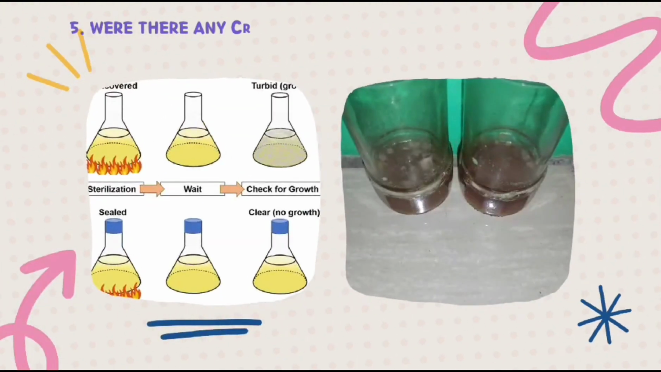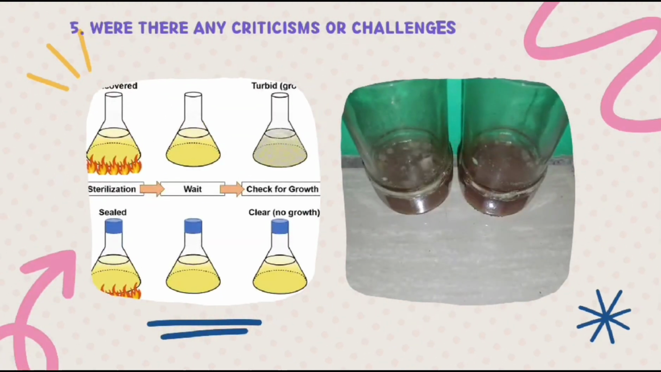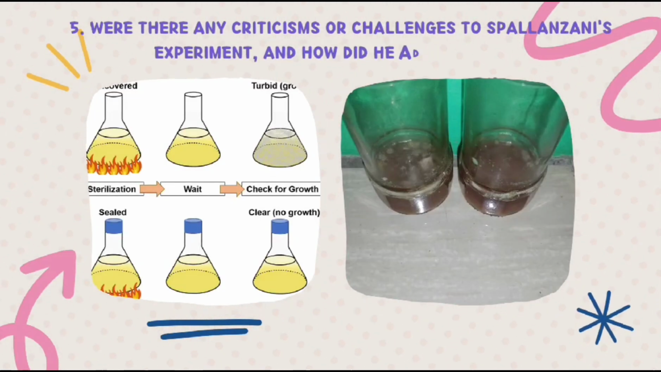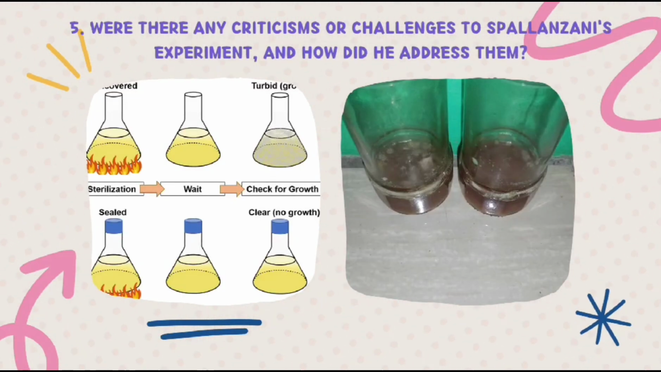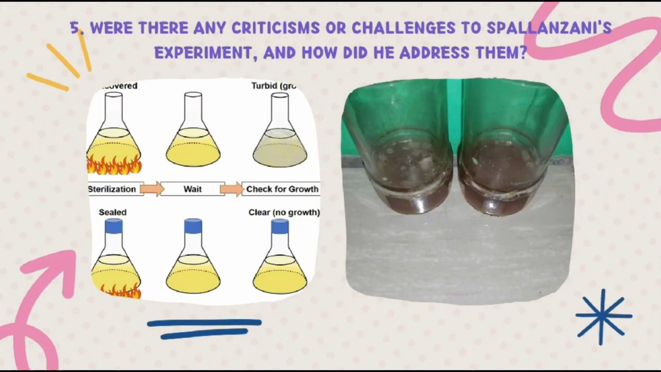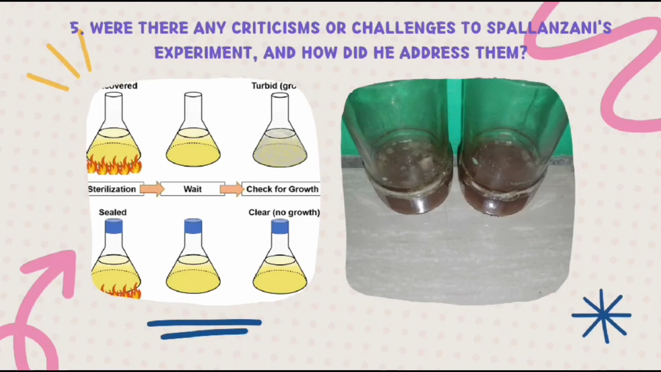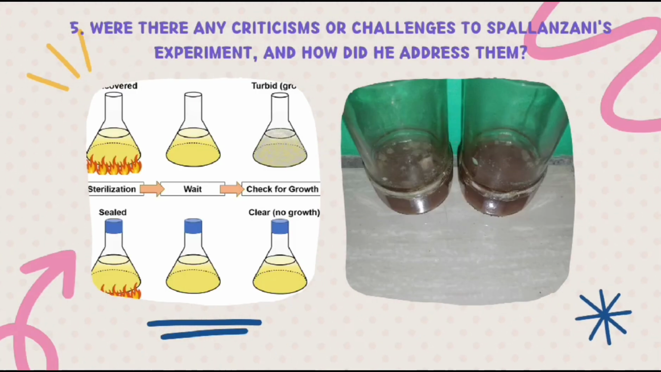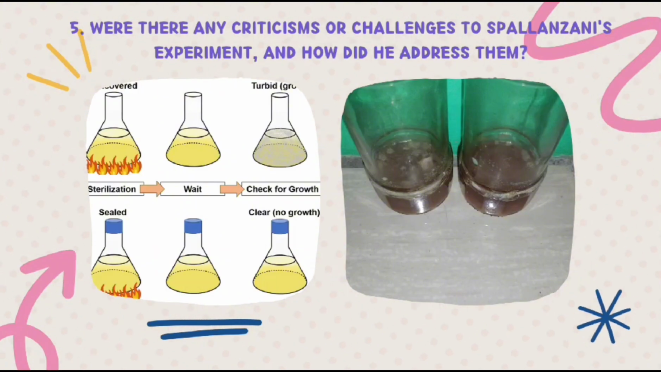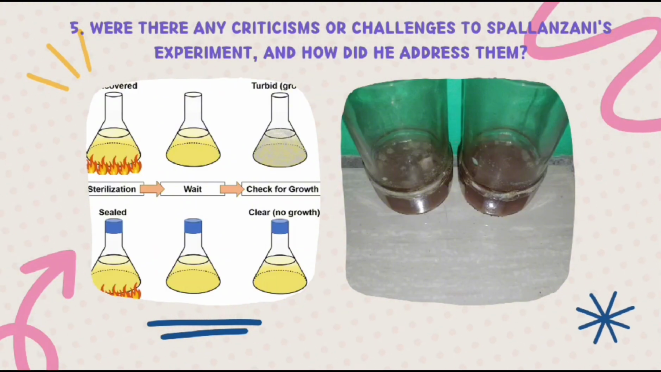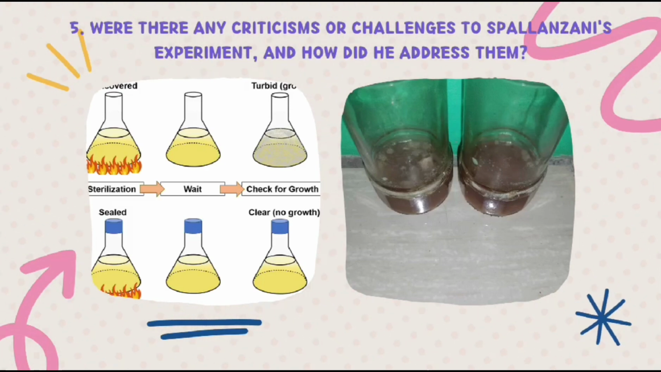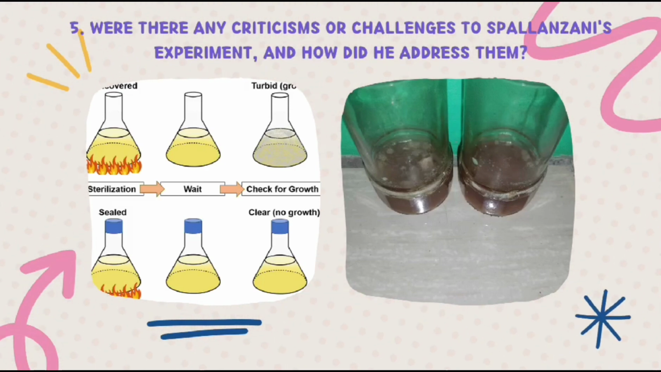Were there any criticisms or challenges to Spallanzani's experiment, and how did he address them? Yes, Spallanzani's experiment faced criticisms. One common critique was that sealing the flask and prolonged heating destroyed the vital force necessary for spontaneous generation. Spallanzani countered this by breaking the seals on some flasks, which then showed microbial growth, demonstrating that the broth could still support life when exposed to air.